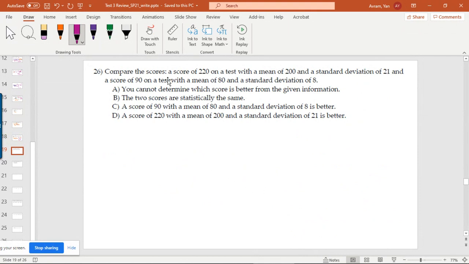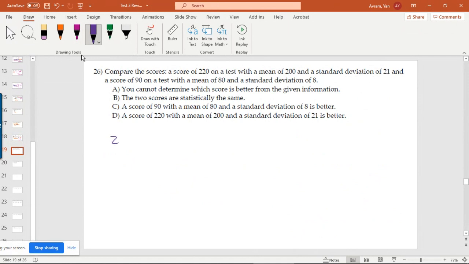Okay, 26. Compare the score of 220 on a test with a mean of 200 and a standard deviation of 21, and a score of 90 on a test with a mean of 80 and a standard deviation of 8. So sometimes people do two tests, right? If you are in high school and you're trying to go to a four-year college, you have to take either the SAT or ACT, two different standardized tests. Although there's a rumor that some colleges don't use the SAT or ACT. They're trying to get rid of standardized tests, okay? But still, the majority of schools still use both tests.